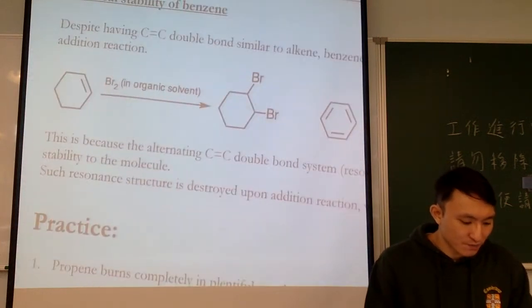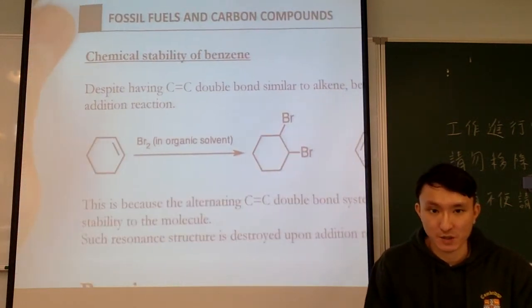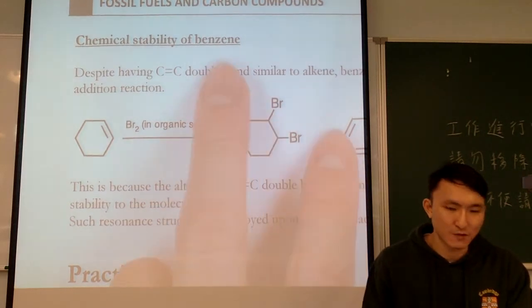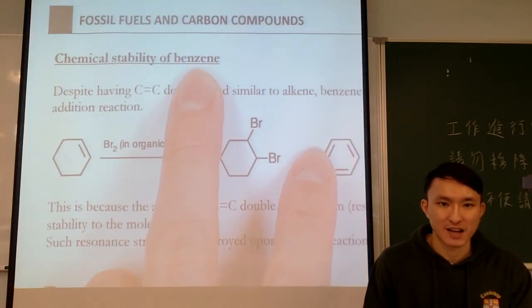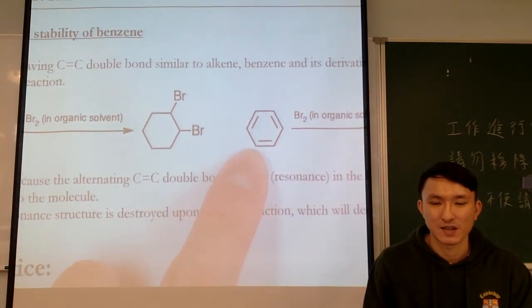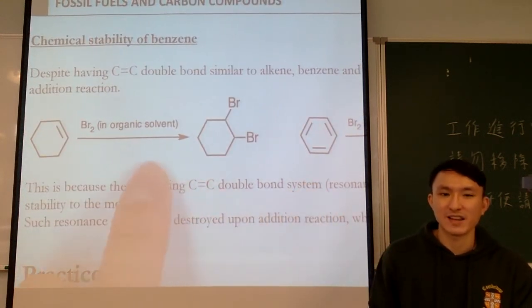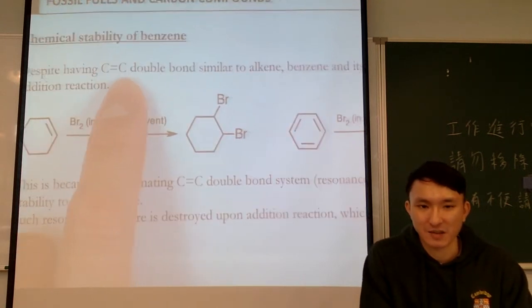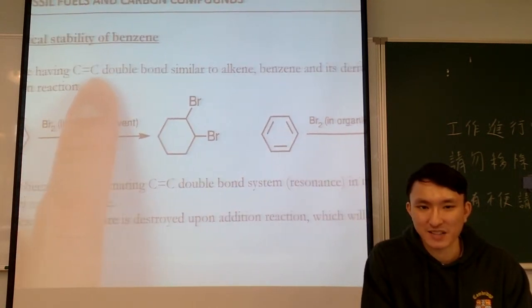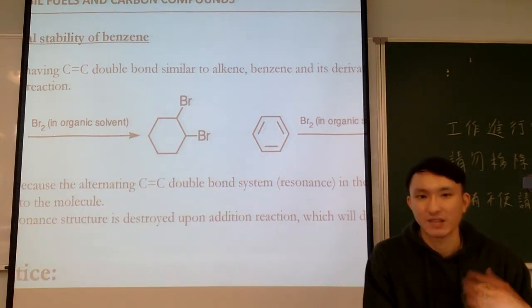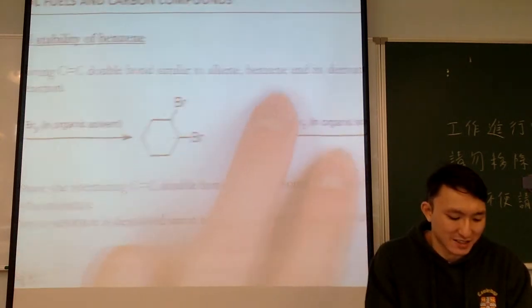Before we move on to the practice question, there is one more remark. Some of you may recall benzene. Benzene is this one with a 6 carbon hexagonal ring and alternating CC double bonds. Then you may say, hey, this one is an alkene, right? So it has CC double bonds, so it would also undergo addition reaction. Well, it turns out it is not. Benzene is a special case.